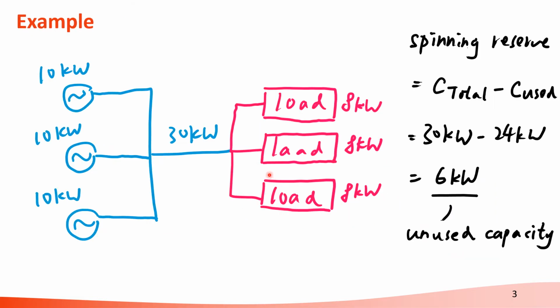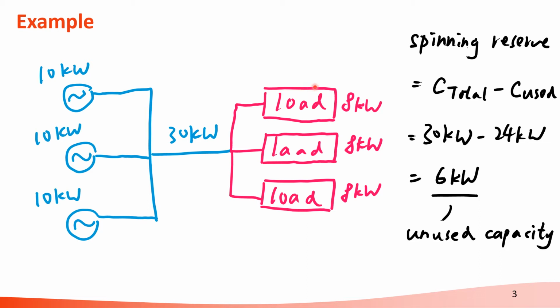Let's take a look at another example. Let's say we have three 10 kilowatt generators. So the total power generation of this setting is 30 kilowatts. The three generators are connected to three loads. You can imagine those loads may be a building or an industrial factory. Each load will consume 8 kilowatts at this moment.